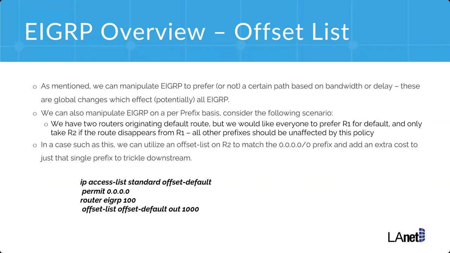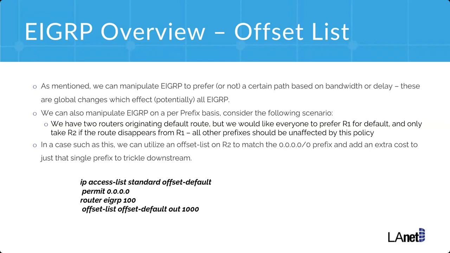Let's talk about another way to alter or affect metric or cost, and that's the offset list. This is actually my preferred way, typically. It depends a little bit on your use case. You could do things through delay or bandwidth, in that order, in my opinion. But those are more or less global options which could affect at least potentially all of EIGRP.